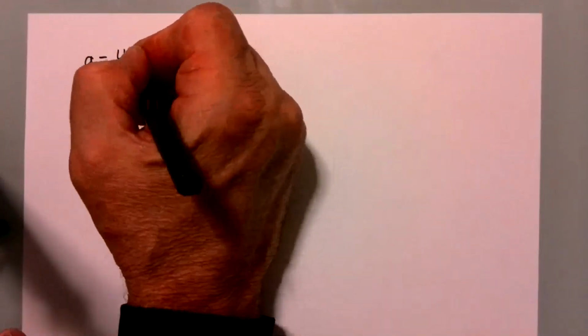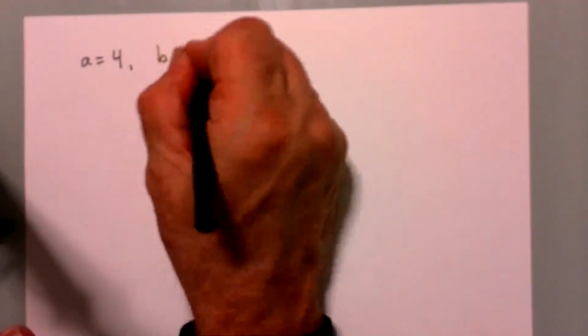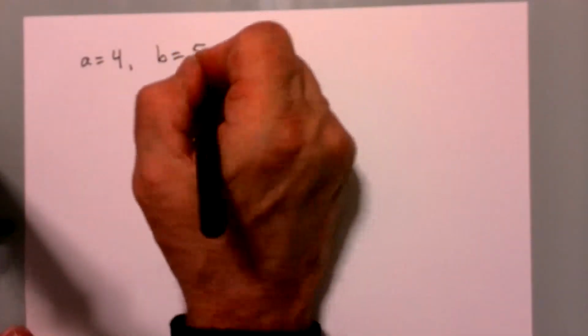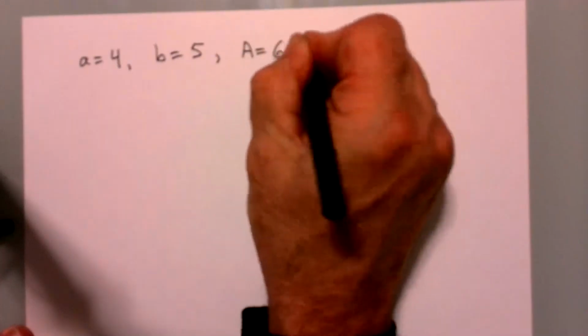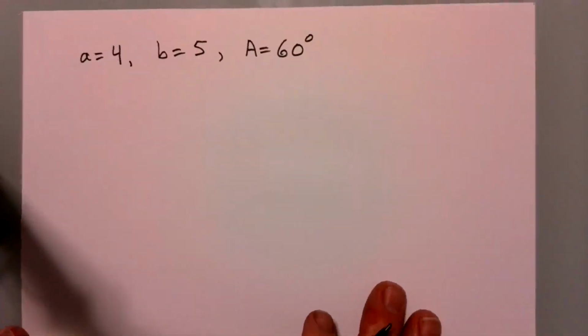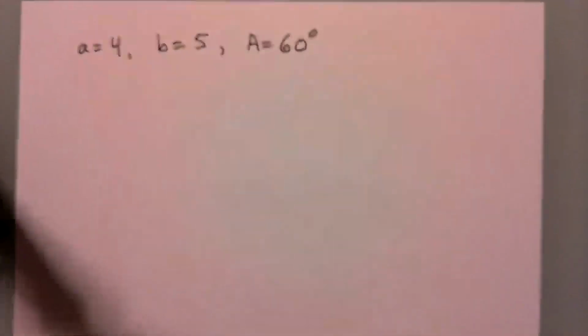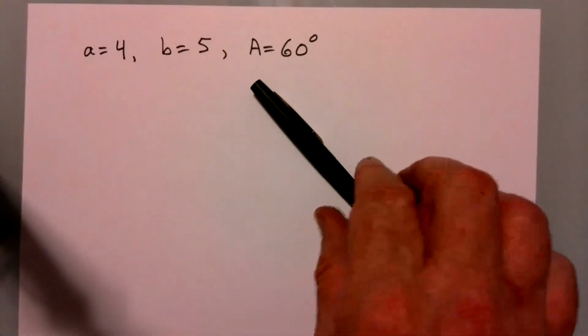We have little b is 5. And we have A is 60 degrees. So here's what I'd like you to do. I'd like you to go ahead and draw the triangle. Whoops. Focus. I don't know why that doesn't want to focus. Here we go. Go ahead and draw the triangle.